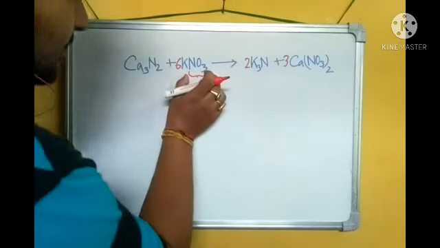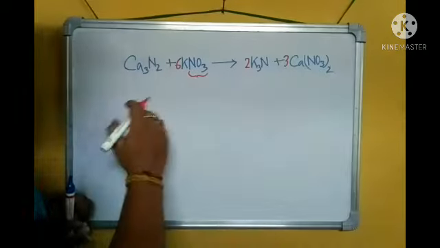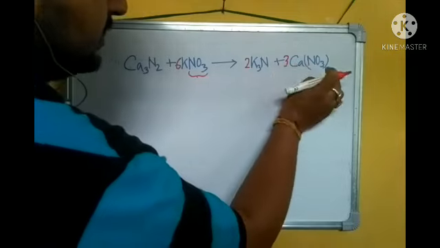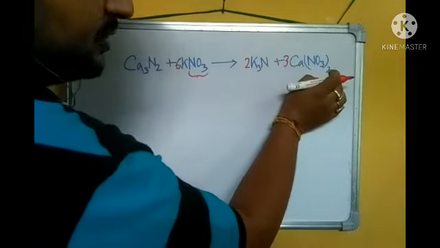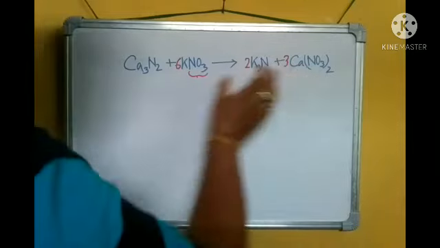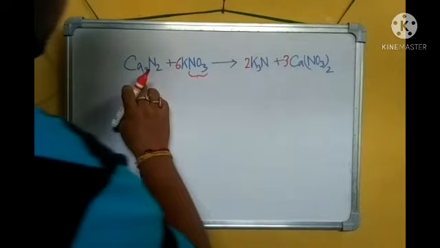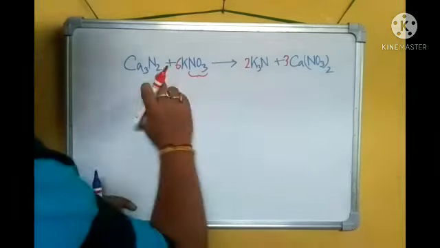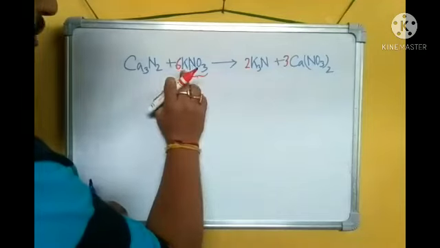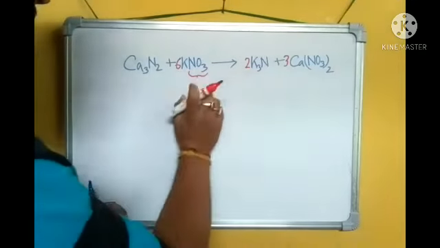So as a whole, nitrate is now 6 on the reactant side, and on the product side also we have 6, because 2 into 3 is 6. So the number of nitrate is also 6. If you look at this, you can see that the number of each element is balanced. Calcium: here 3, here 3. Nitrogen: here 2, here 2. Potassium: here 6, here 2 into 3, 6.